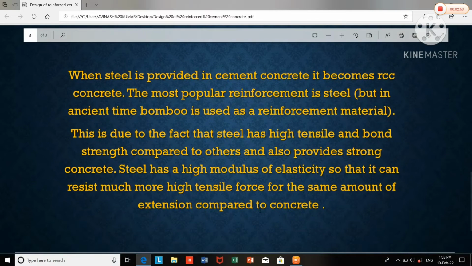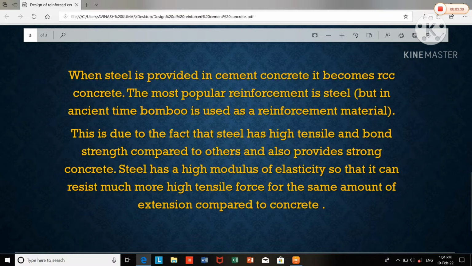And what is steel, and why we have to provide steel in concrete? When steel is provided in cement concrete, it becomes RCC concrete. The most popular reinforcement is steel, but in ancient times bamboo is also used as reinforcement material.